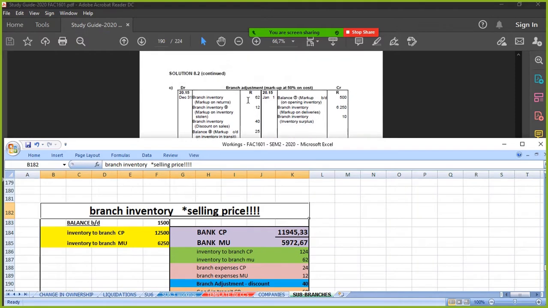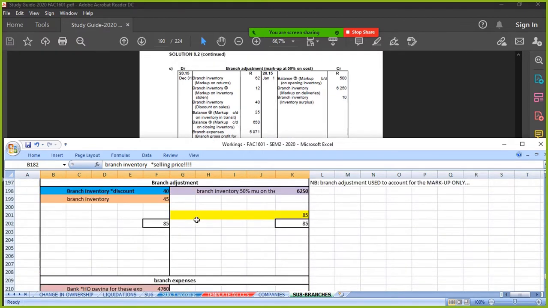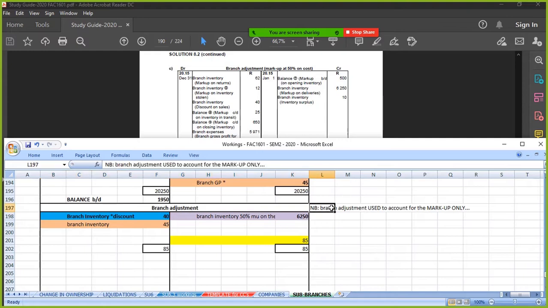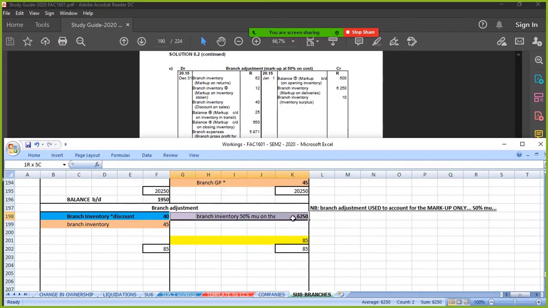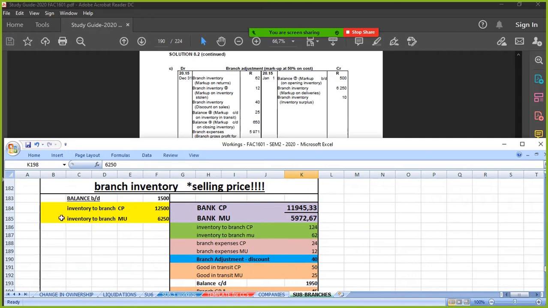Okay, this looks like additional disclosure specifically for the adjustment account. Okay, so if I'm looking at disclosure for the adjustment, it is only showing the markup. Okay, that line is important, and the markup here is 50% markup. So if I have markup, okay, because I have inventory at selling price, that inventory has a markup of 50%. That markup needs to be recorded there because that's the 6,250, which relates to this portion.